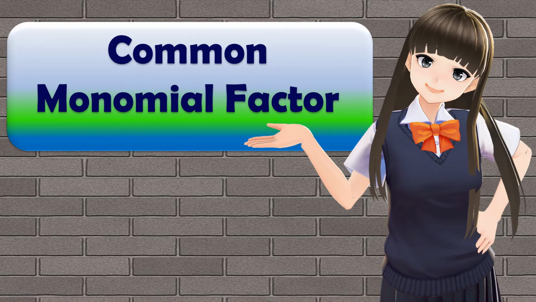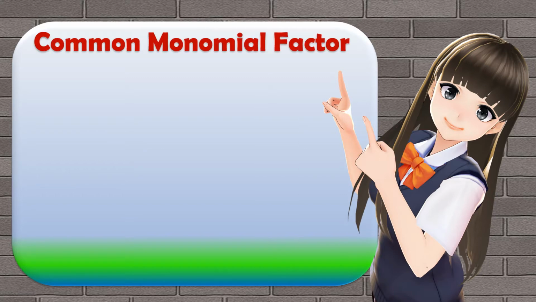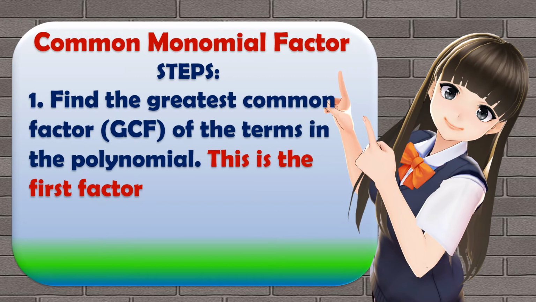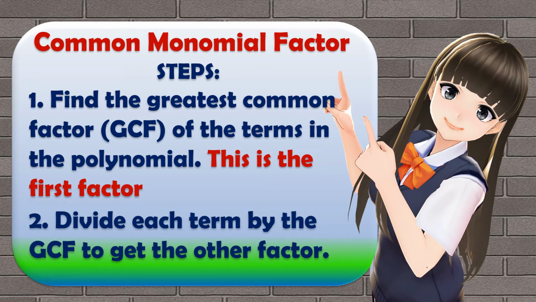This time, I'm going to discuss the common monomial factor. These are the steps on how to get the common monomial factor. First, find the greatest common factor or GCF of the terms in the polynomial. This is the first factor. Second, divide each term by the greatest common factor to get the other factor.